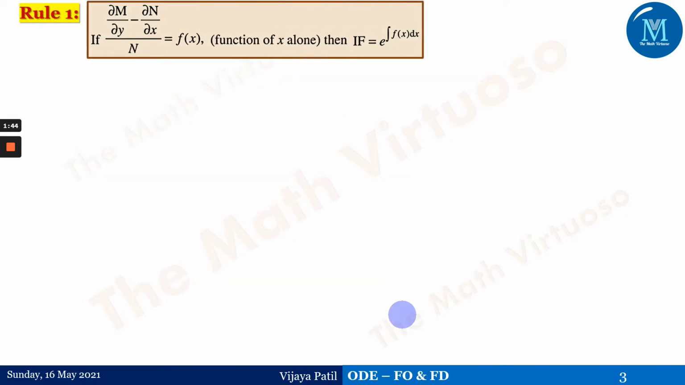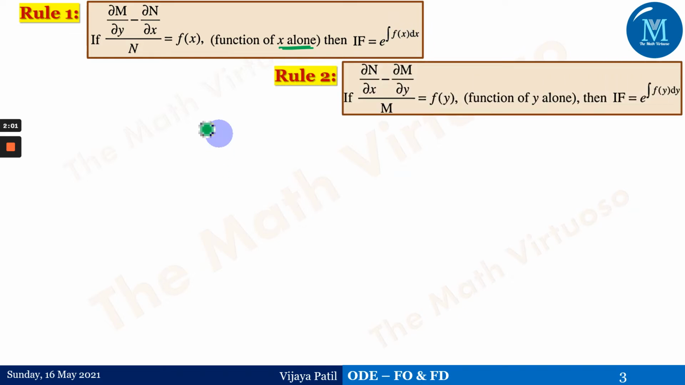Moving ahead with rule number 1. Rule number 1 is: if (dou M upon dou y minus dou N upon dou x) divided by capital N is equal to f of x, which is a function of x alone, then the integrating factor is given to us as e to the power integration of f of x dx.